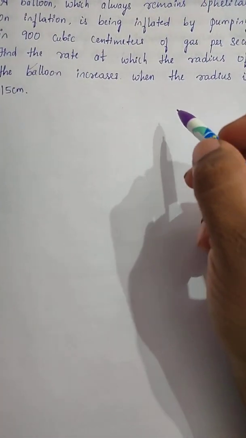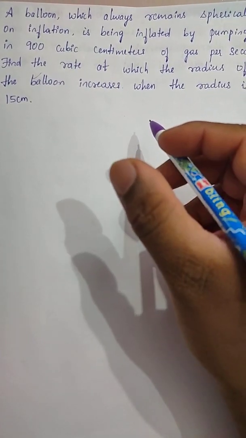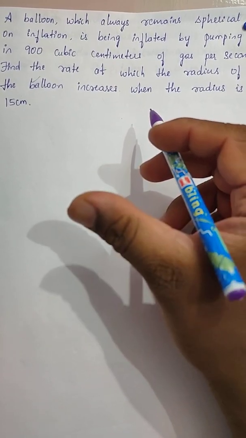Students, now we'll go for the next question. The given question is: a balloon which always remains spherical on inflation is being inflated by pumping in 900 cubic centimeter per second. Find the rate at which the radius of the balloon is increasing when the radius is 15 centimeter. This is the given question. A balloon which remains spherical on inflation means that while pumping the balloon, it will be in the spherical shape.